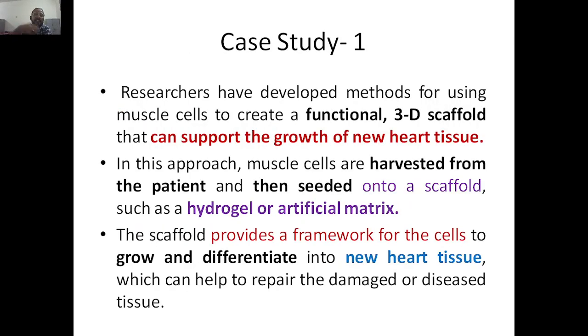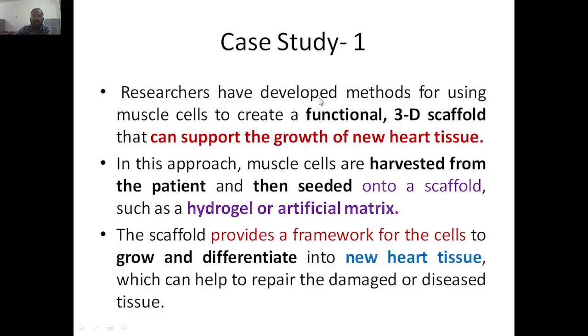Introduction. So there are case studies. So let's see, there are two case studies in this topic. So the first case study speaks about how researchers have developed methods for using muscle cells to create a functional 3-dimensional scaffold that can support the growth of new heart tissue. So in the first case study we are talking about heart tissue, to create new heart tissue. That means regenerative medicine again.